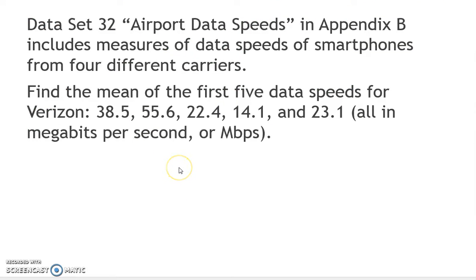Let's look at some examples. In the first example, let's find a sample mean. This is from airport data speeds, which includes measures of data speeds of smartphones from 4 different carriers. Find the mean of the first 5 data speeds for Verizon: 38.5, 55.6, 22.4, 14.1, and 23.1, in megabytes per second.